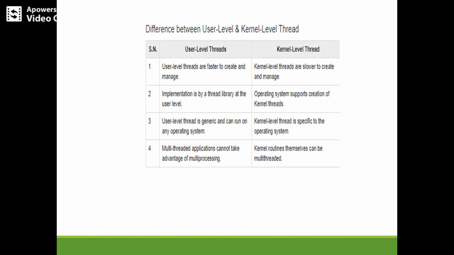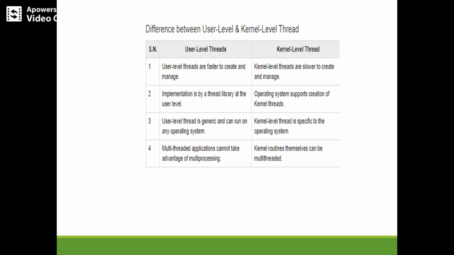So here let's see the difference between user-level and kernel-level threads. We have seen so far the user-level threads and kernel-level threads in different spaces of the operating system. User-level threads are quite fast to create because the user knows how exactly it is implemented, and therefore it is possible for the user to manage such threads, whereas kernel-level threads are quite slow to create and manage.